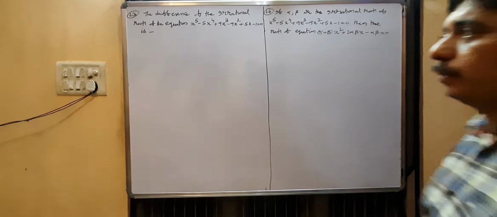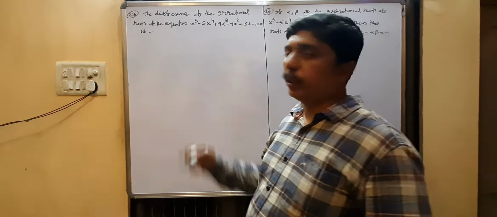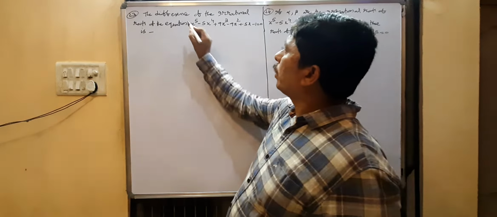Coming to the next question, they asked to find the difference of the irrational roots of the equation. The given equation is 5th degree, so it has 5 roots: x power 5 minus 5x power 4 plus 9x cube plus 5x minus 1 equal to 0. Observe the coefficients of x power 5 and the constant are equal in magnitude, first to second term, last to second term. That means this is a reciprocal equation, a class 2 reciprocal equation.